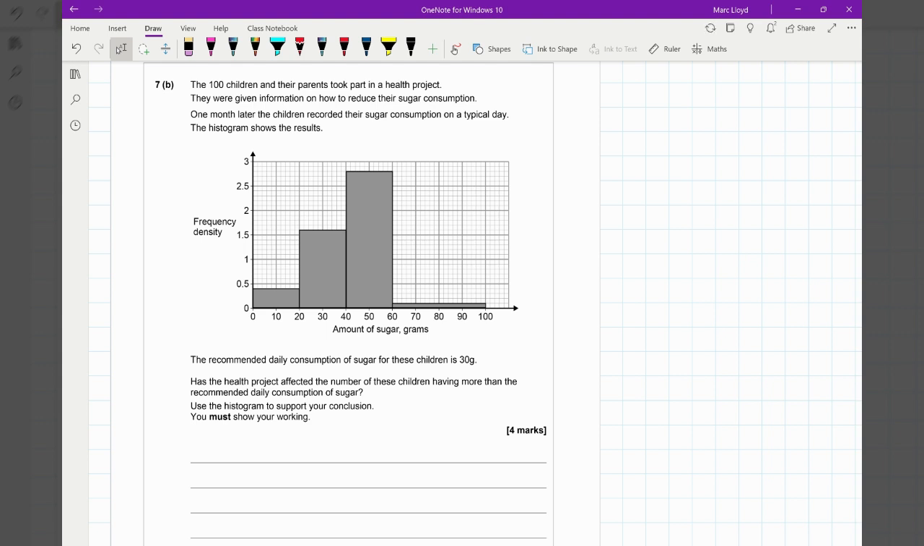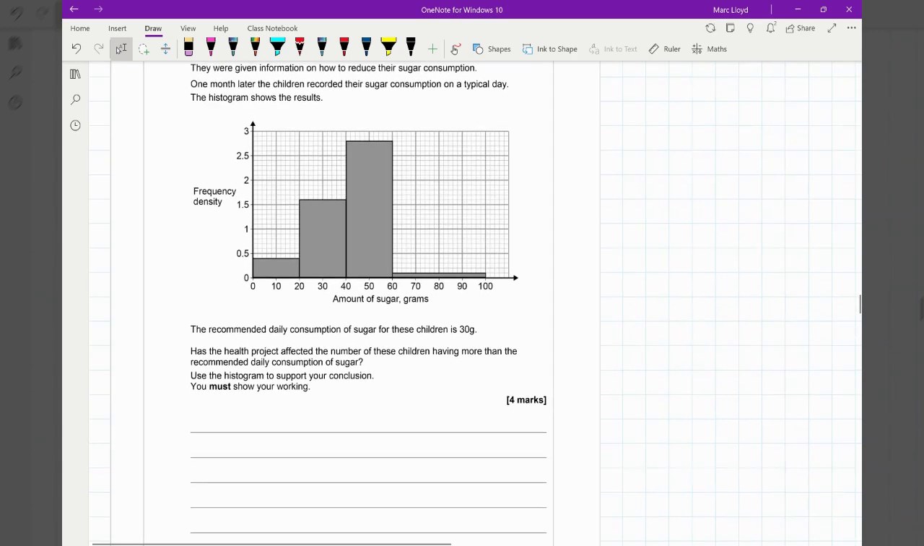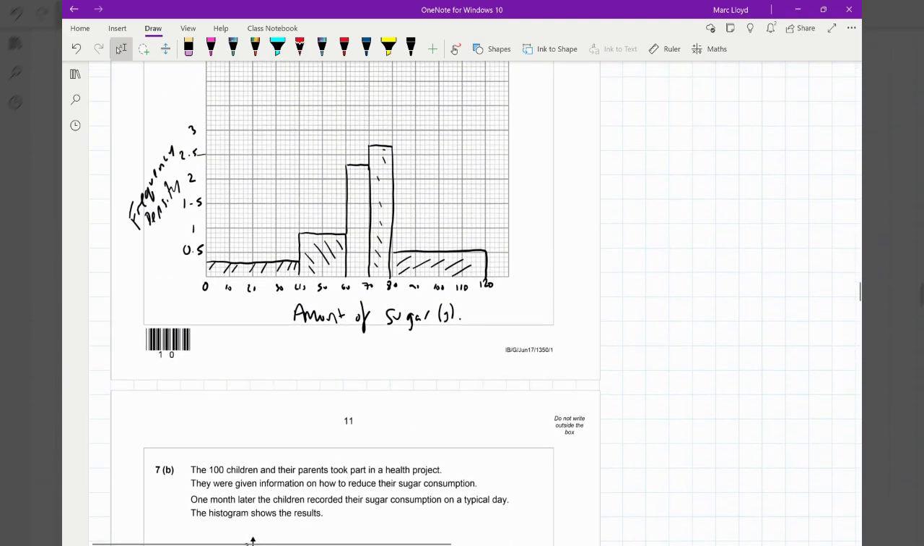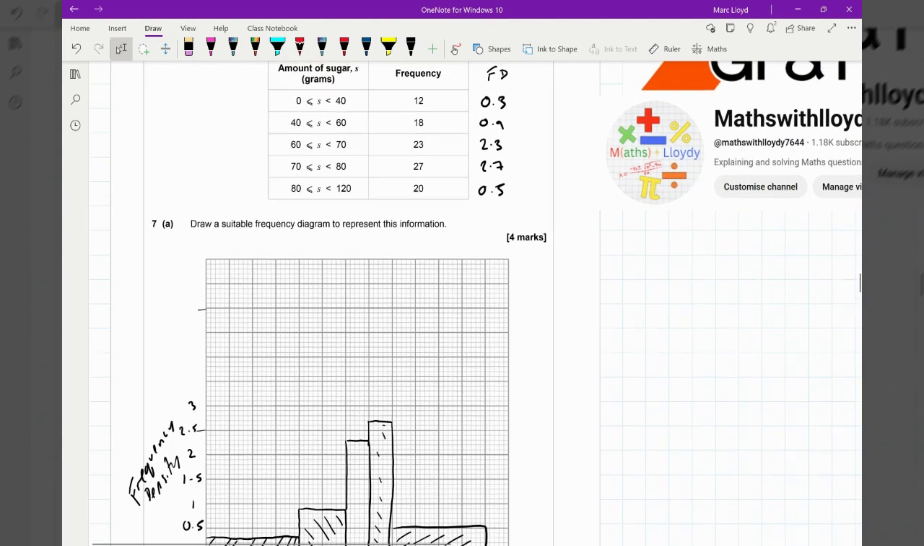100 children and their parents took part in a health project. They were given information on how to reduce their sugar consumption. 1 month later, the children recorded their sugar consumption on a typical day. The histogram shows the results. The recommended daily consumption of sugar for these children is 30 grams. Has the health project affected the number of these children having more than the recommended daily consumption of sugar? Use the histogram to support your conclusion. So 30 grams on the previous section.